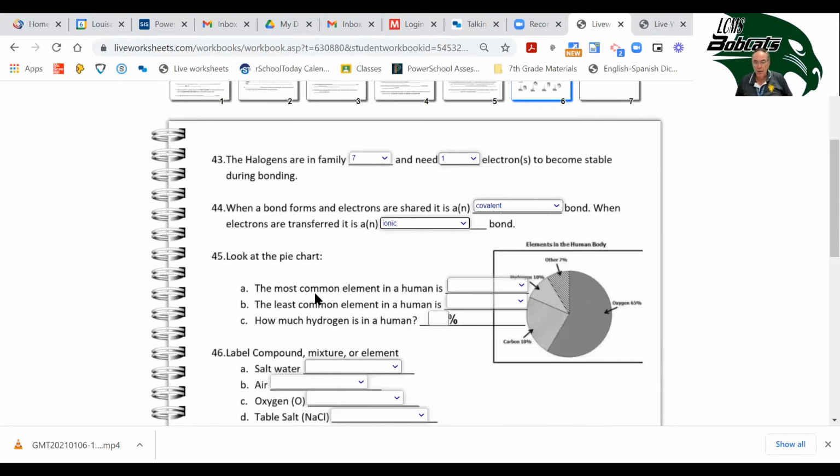Now look at the pie chart. What element is most common in a human? Well, it's this biggest part over here. It's the oxygen. The least common in a human is the smallest piece of the pie right here, 7%, so it's other. How much hydrogen is in a human? Well, let's look here. 10%.